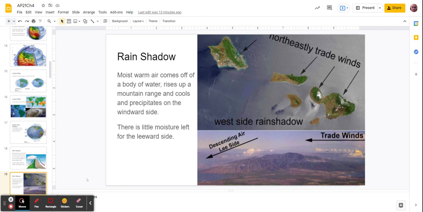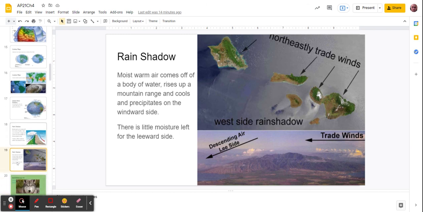Let's examine Hawaii. The prevailing wind is from the northeast. So the northeast wind comes, the rain comes up the volcanic mountain, it rains out, and then there's just not that much rain left for the southwest side of the island. So the trade winds come, and look, you can see more green over here, less green over here. That's what happens. It's a rain shadow.